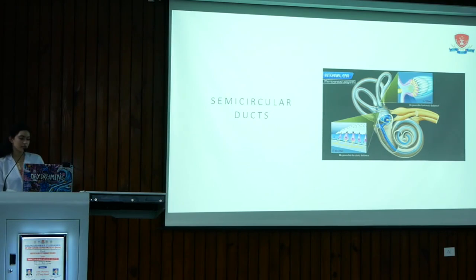The semicircular ducts. The semicircular ducts are located within the bony semicircular canals. The ampullated end of the semicircular ducts contains a sensory organ called the crista ampullaris, which is responsible for the kinetic balance of the body. While the saccule and the utricle present in the bony vestibule possess the maculae, which is responsible for maintaining the static balance of the body.